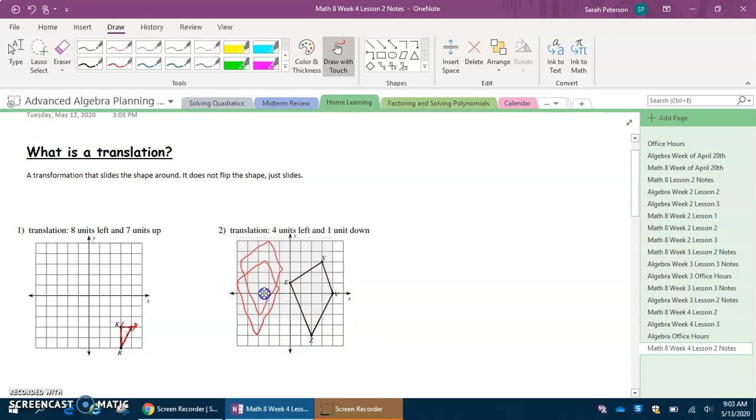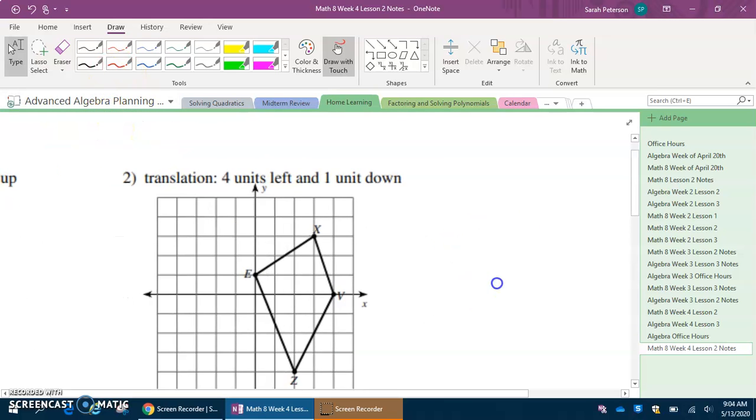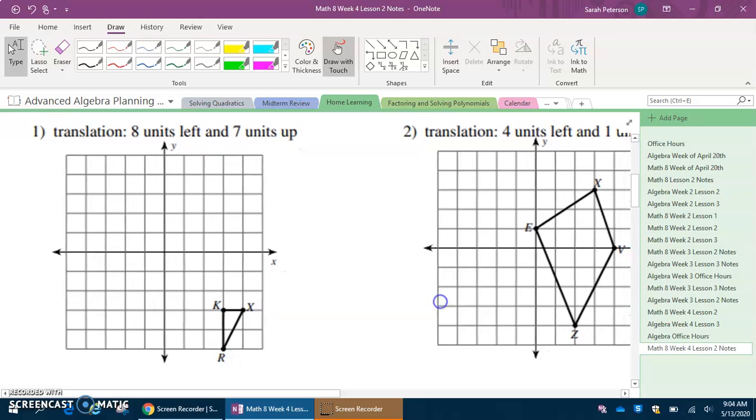So in translation, you'll always be given a direction. So I'm going to delete that, and I'm going to actually erase this. So to do a translation, you have to translate each point. So for example, let's look at number 1 here. It says 8 units left and 7 units up. So to do that, I have to translate each point.